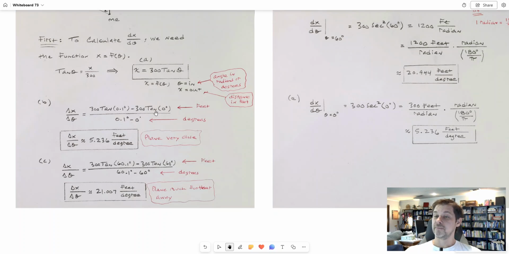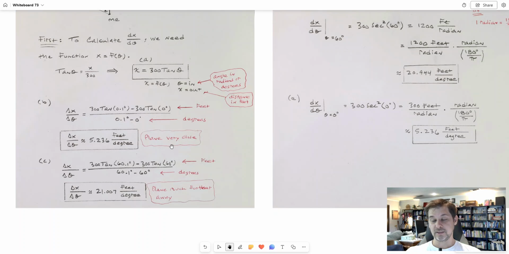This number on top is going to be what? Well, since it's the change in x, how much x changes, it's going to be some change in distance in feet. So that top number is feet. This bottom number is degrees: 0.1 degrees minus 0 degrees. So you do your calculations there, and you'll get 5.236 feet per degree. That's when the plane is close.